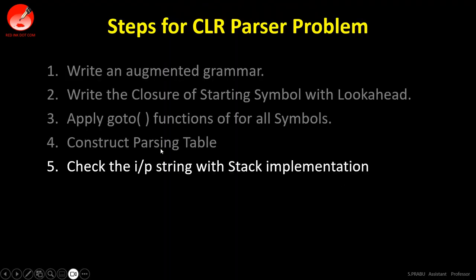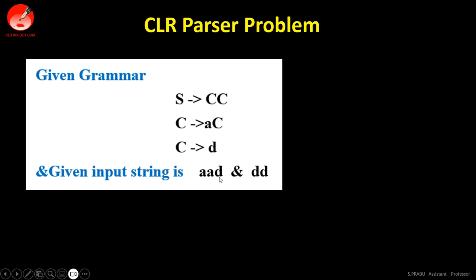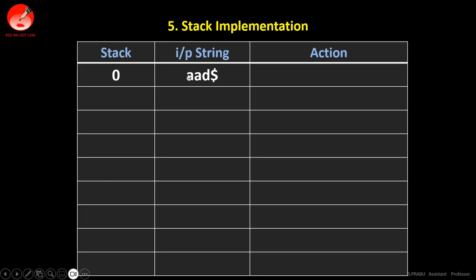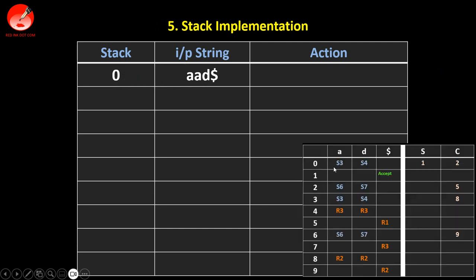Now 4 steps are over. The next step is stack implementation. The first input string is AAD. In the stack implementation, first we put 0 in stack and the given input string ended with dollar symbol. Then compare 0 and A with the table. The value is shift 3. Shift 3 means shifting this A into the stack and also with the value 3.